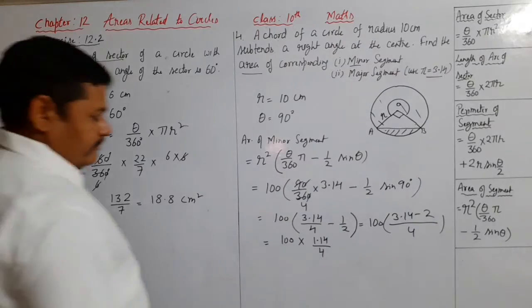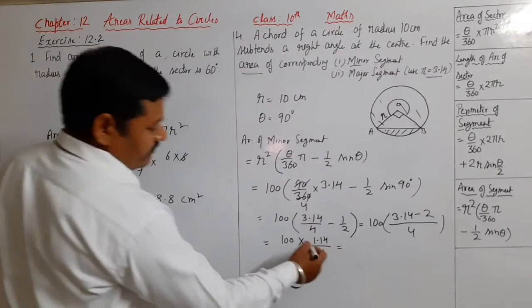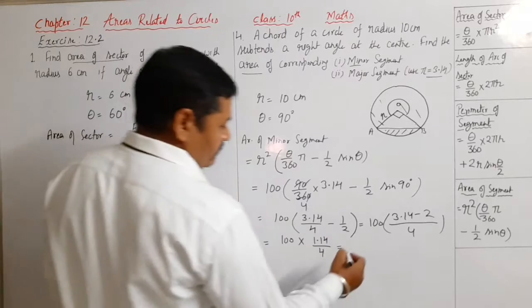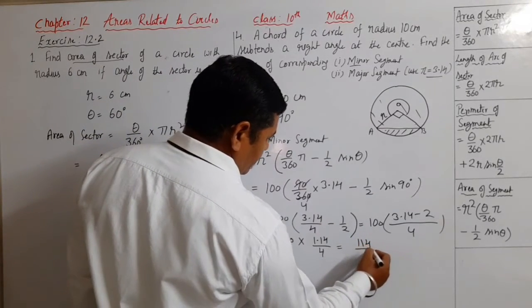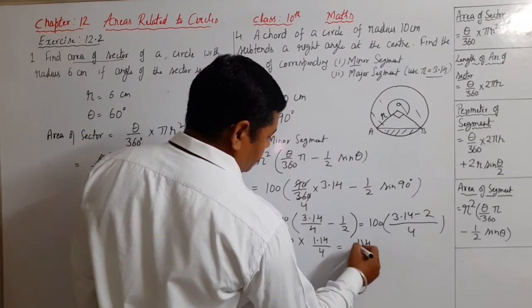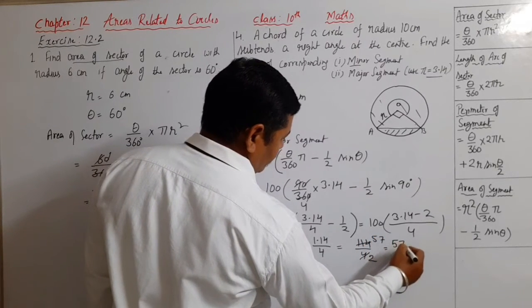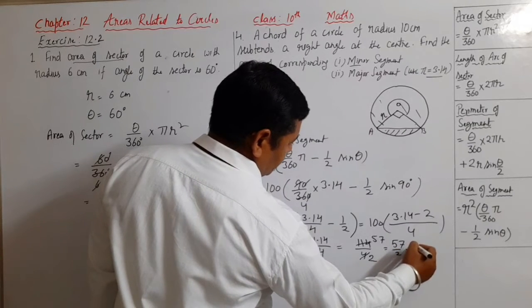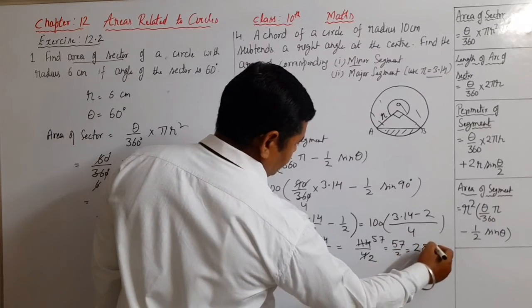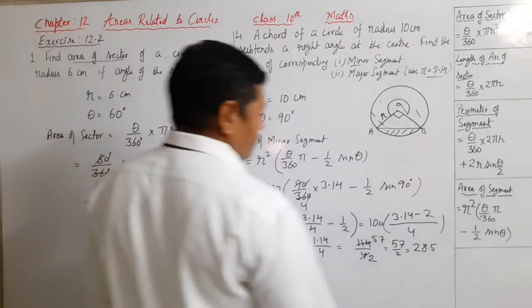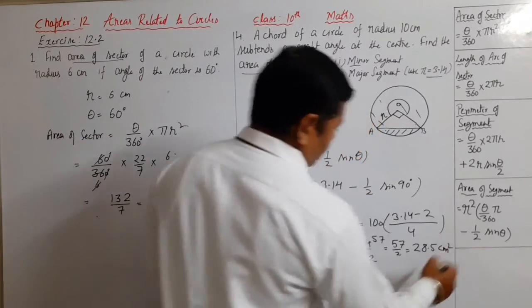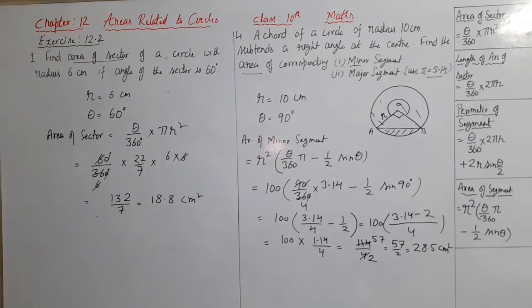So this is equal to 1.14 into 100, is equal to 114 divided by 4. 2 twos are 4, 2 fifties are 100... so 57 upon 2, which is 28.5 centimeter square. So the area of minor segment is 28.5 centimeter square.